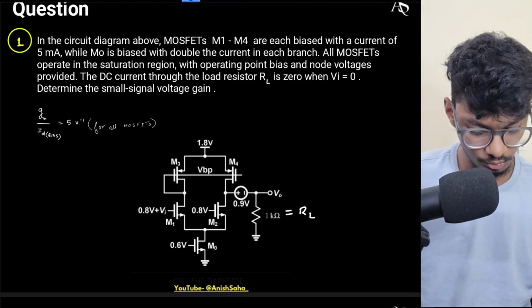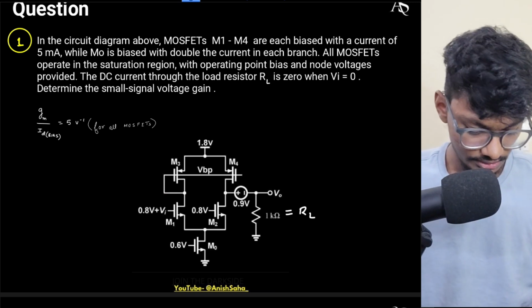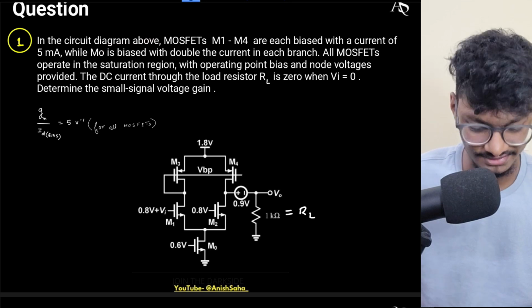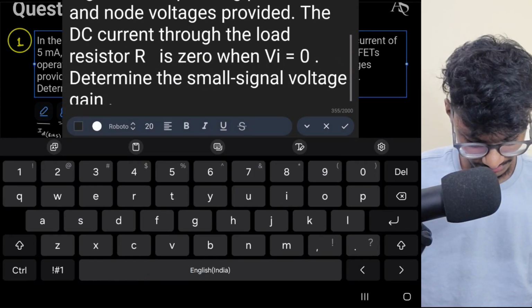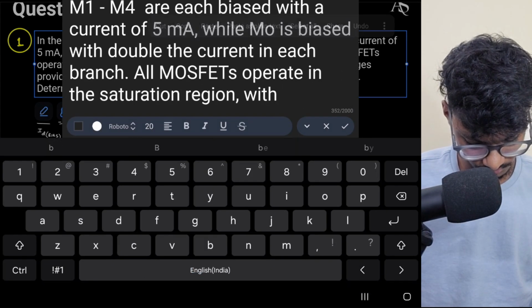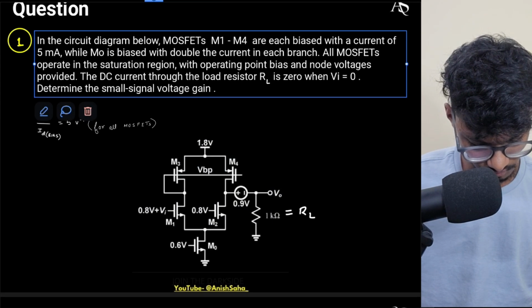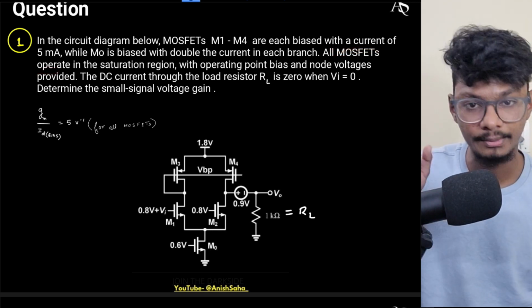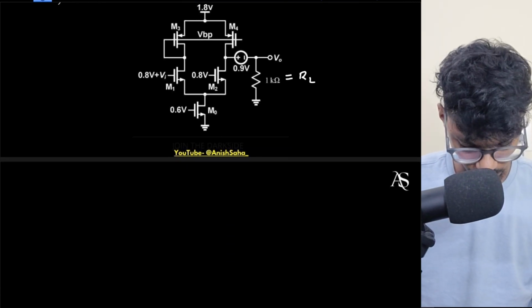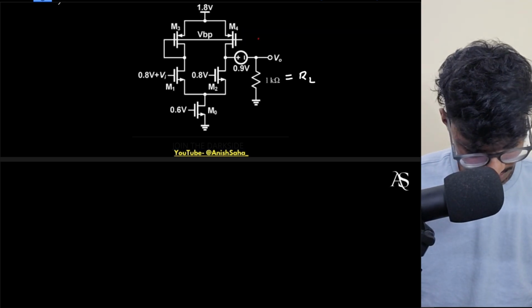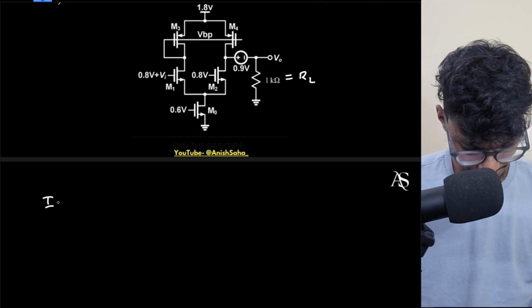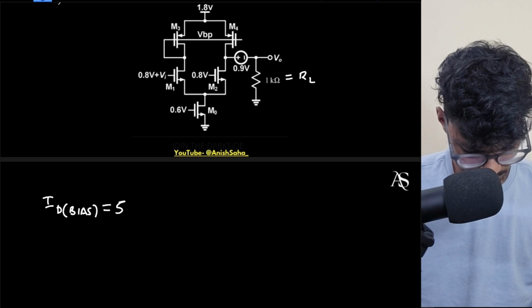This is almost like a 5-stage OTA with a single-ended output. So what are they telling in the question? In the circuit below, all the MOSFETs are biased with a current of 5 milliampere. That much information I know, so I will write that here. My ID bias is 5 milliamperes.